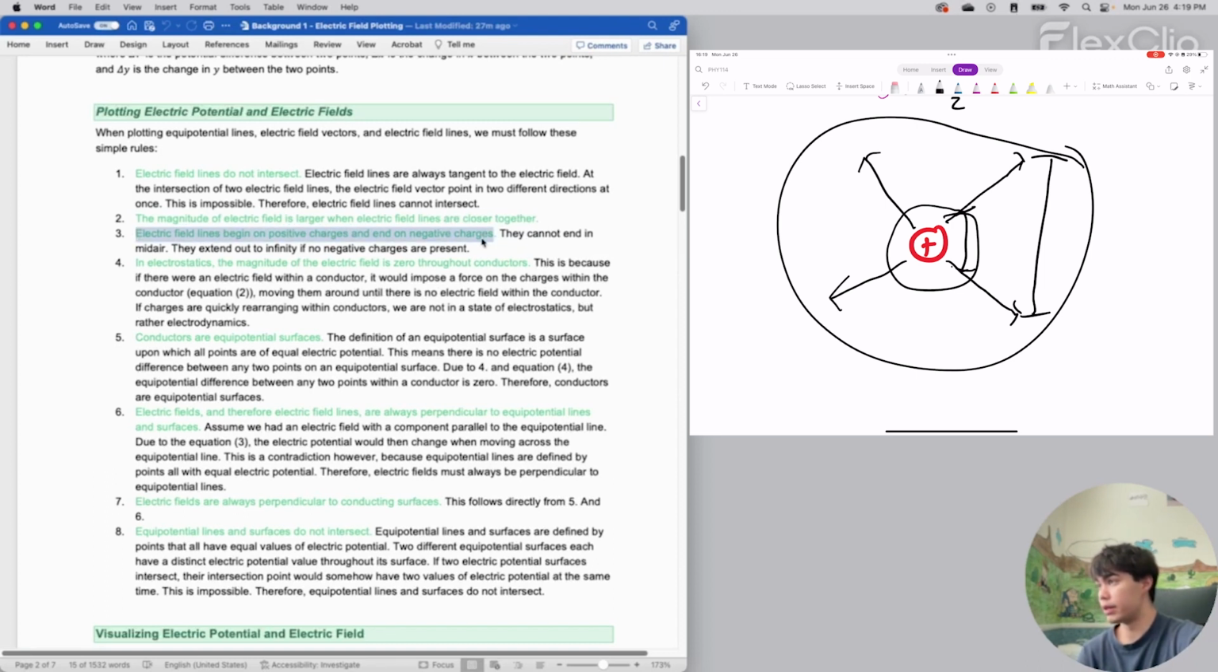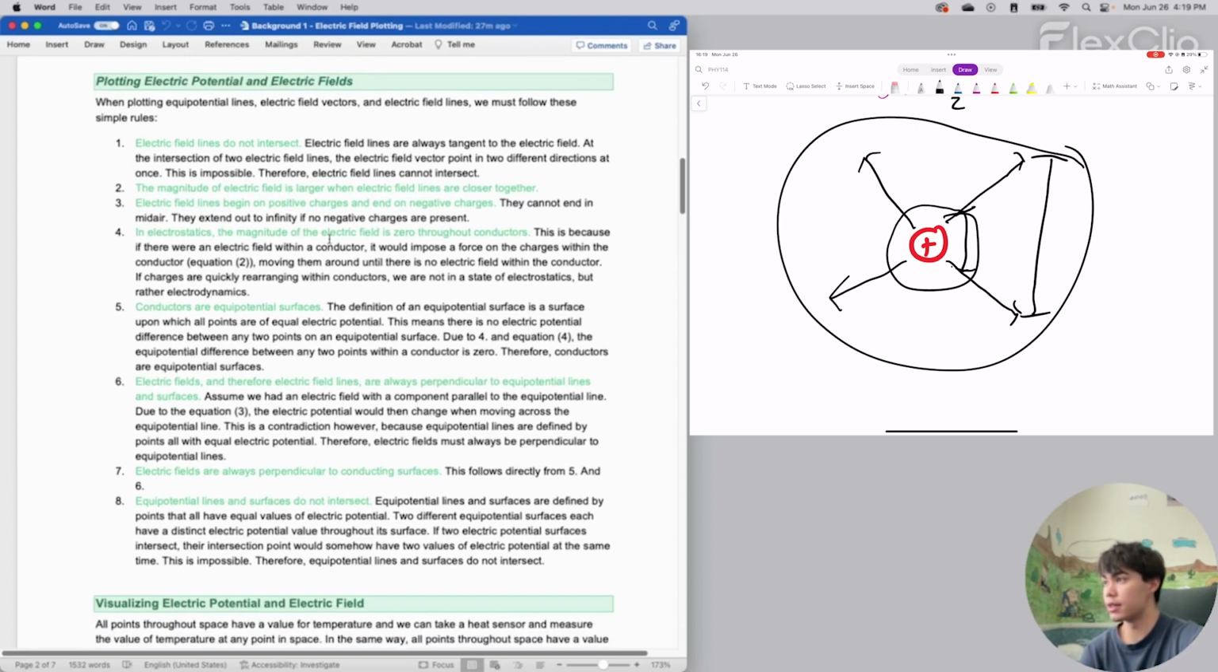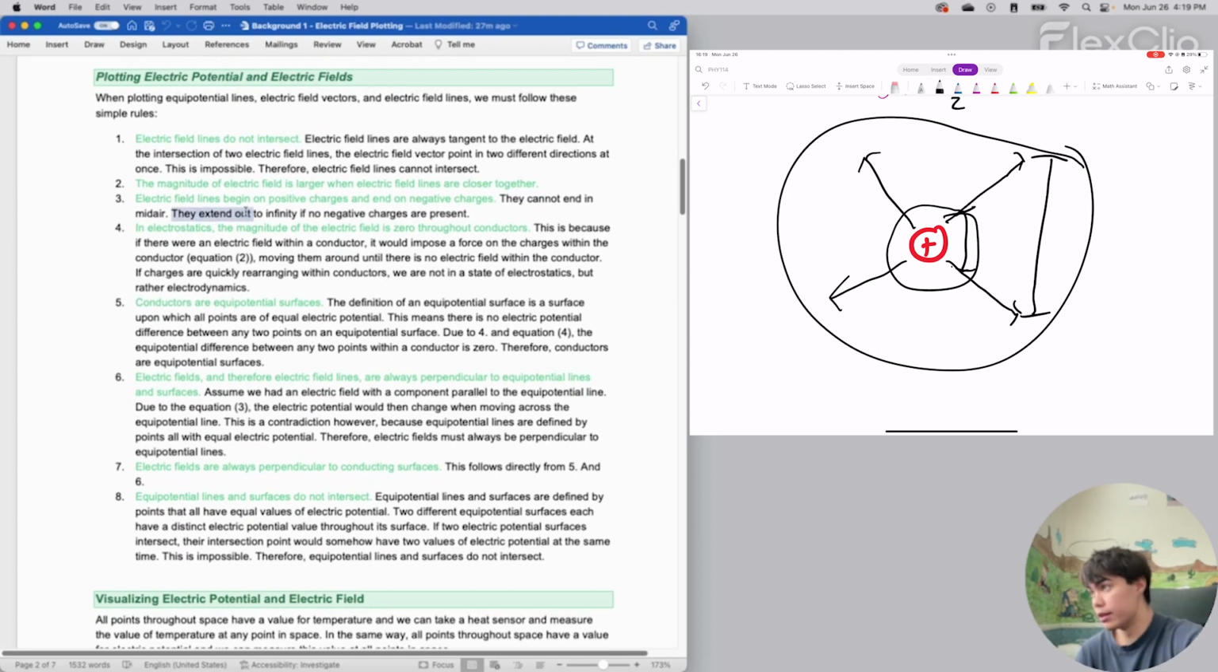Electric field lines begin on positive charges and end on negative charges. I said that already. They extend out to infinity if no negative charges are present. They cannot end in midair. In electrostatics, the magnitude of the electric field is 0 throughout conductors.